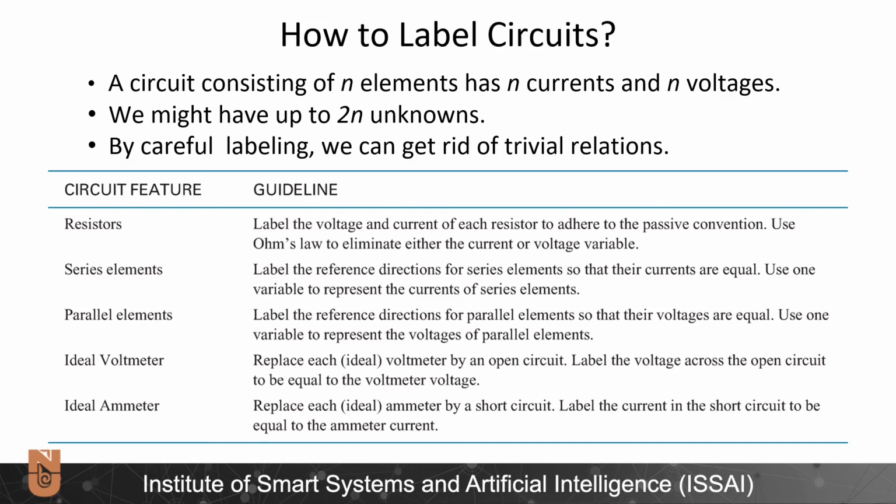By careful labeling, we can get rid of the trivial relations, and here are a set of guidelines for how to label these circuits and what type of simple operations to do when we start analyzing it. However, rather than reading these, I recommend that you solve lots of different circuits, and you will learn what type of guidelines to follow by solving these exercises.